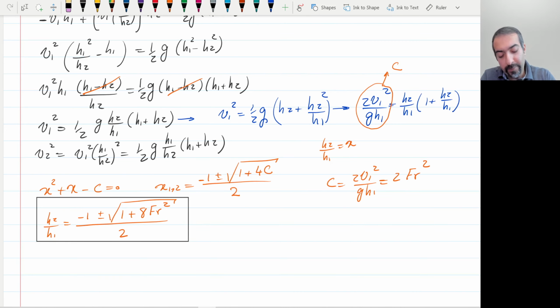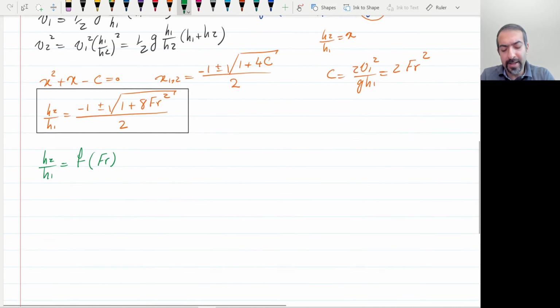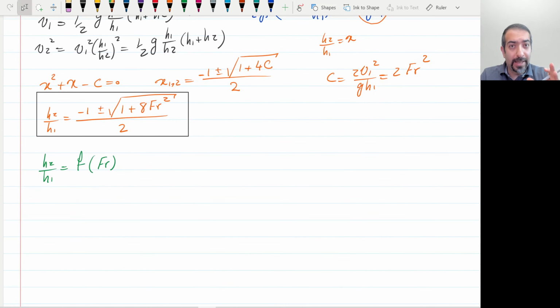And their Froude number. First of all, we just confirmed that, yes, the solution to the problem is as dimensional analysis predicted. Remember, the dimensional analysis said h2 over h1 has to be a function of the Froude number. And there you go. The only thing we have on the right-hand side is the Froude number. Second is we have an explicit relationship for h2 versus h1. But let's see under what conditions we can get a realistic solution.